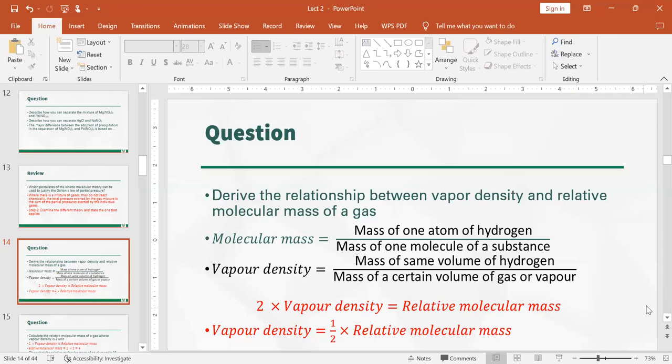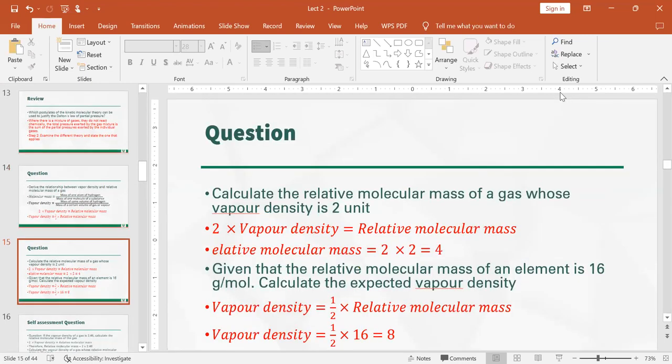Or if you have the vapor density, you say that vapor density is equal to relative molecular mass divided by 2. So those are two different things we see. For a gas whose vapor density is 2 units, the relative molecular mass is 2 times the vapor density, so 2 times 2 is now 4.